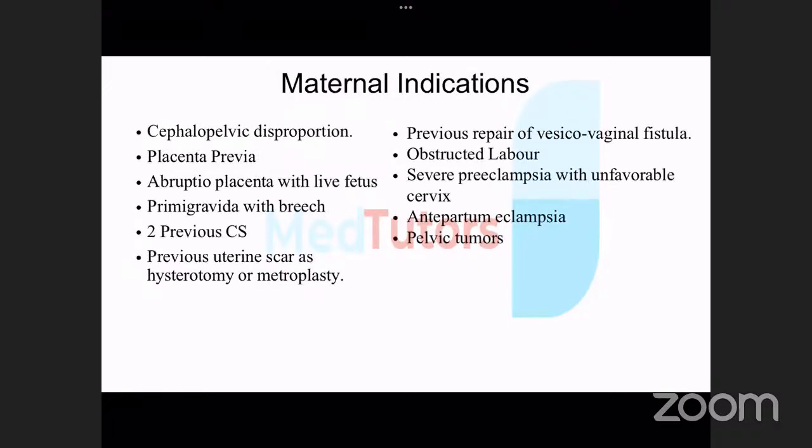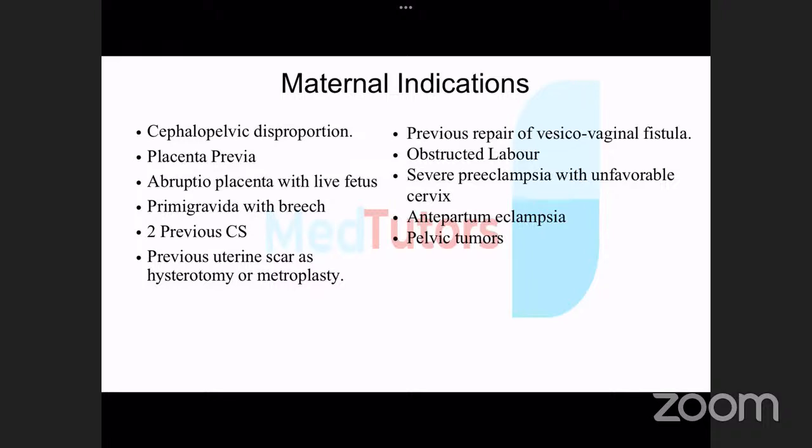Next slide. Okay. Now, what are the maternal indications? There are several indications for cesarean section. These indications are not really maternal. These are fetal-placental, some of them here. Placenta previa is fetal-placental. Abruptio placentae with a live fetus is fetal-placental. But breech in a primigravida is maternal. Two or more previous cesarean sections is an indication. Previous uterine rupture.